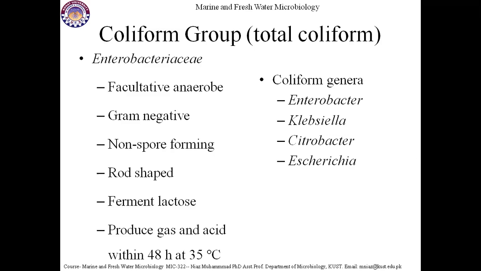Coliform genera include Enterobacter, Klebsiella, Citrobacter, and Escherichia coli, which is normally called E. coli. These are total coliforms, and the coliform group is considered as the indicator group. If any member of coliform is present in a water sample, it means all pathogens may be present. If coliforms are not present, it means no pathogenic microorganism is present. Why? Because coliforms are huge in number. These can be detected in a water sample.